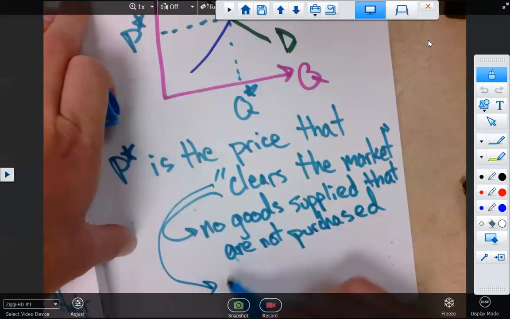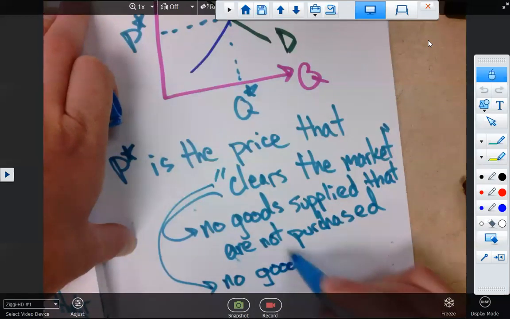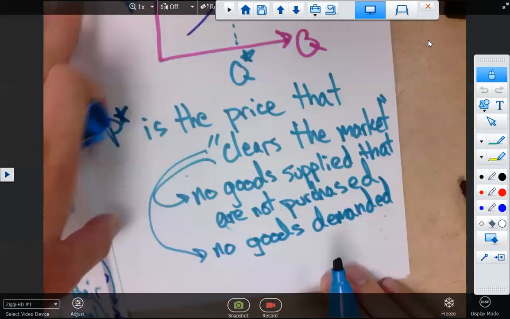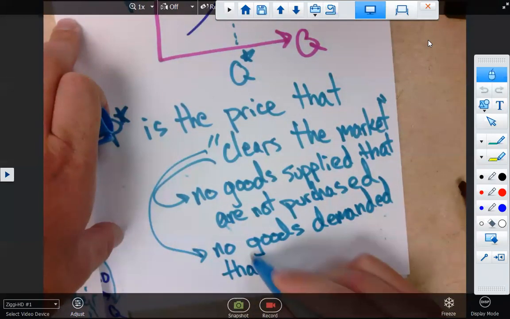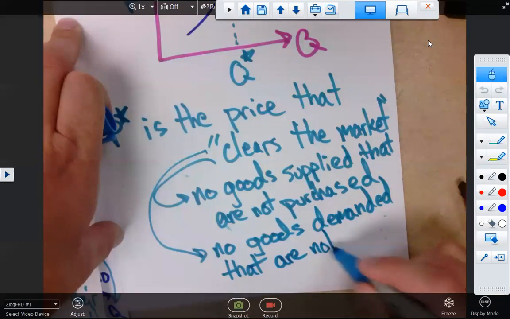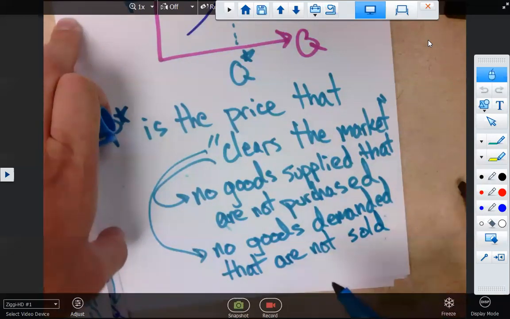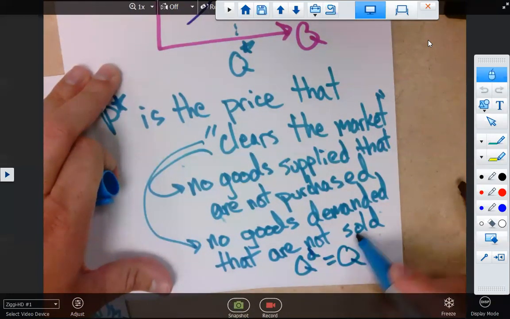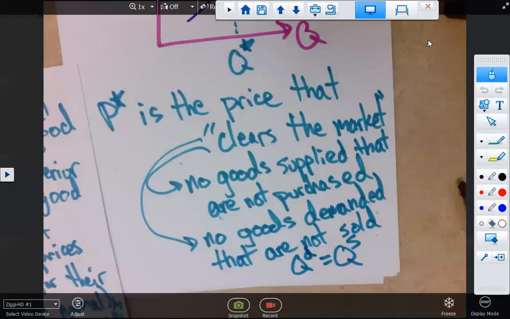And there are no goods demanded that are not sold. So in other words, quantity demanded equals quantity supplied. So the equilibrium price is the only price where everything that people want to purchase is there, and everything that people want to sell is purchased.